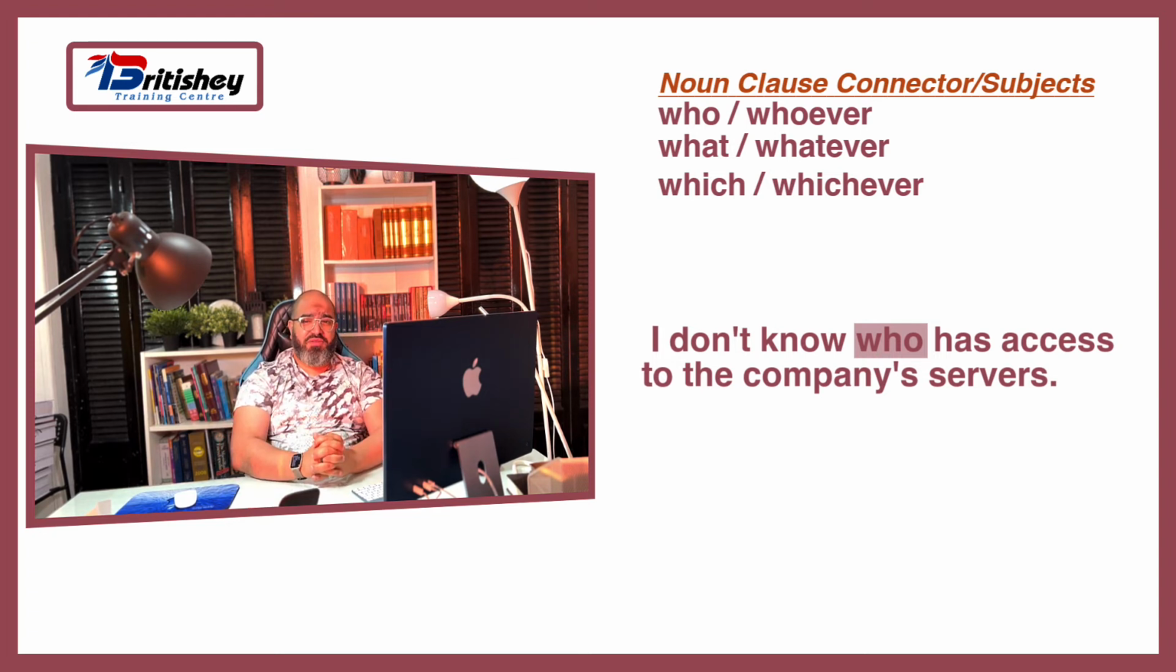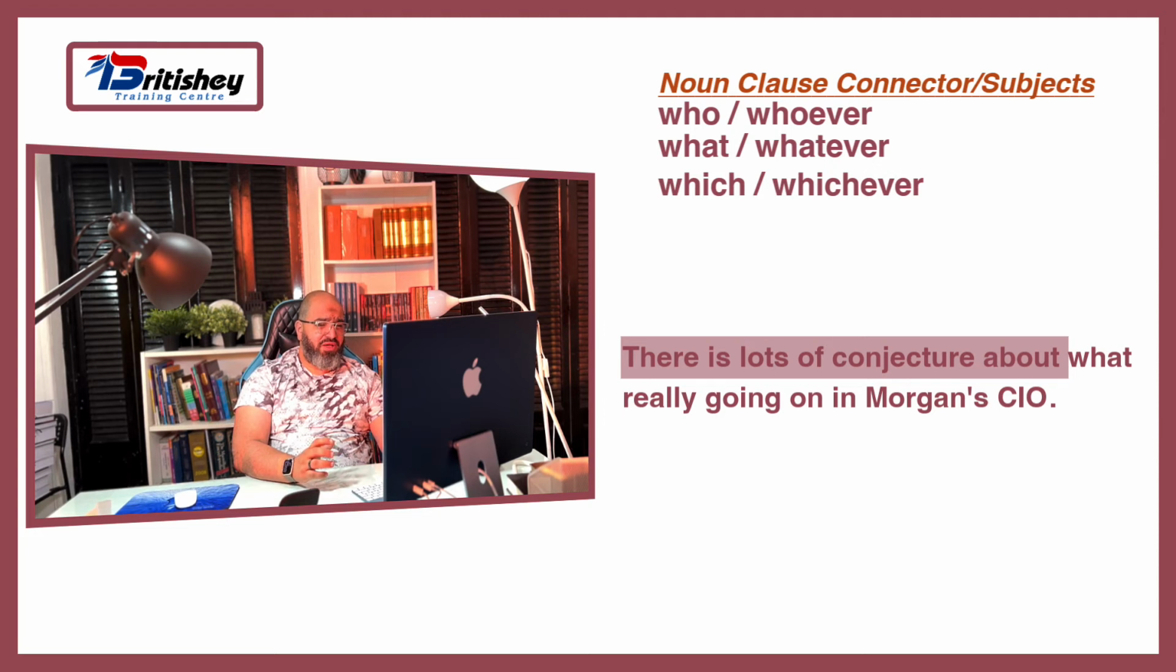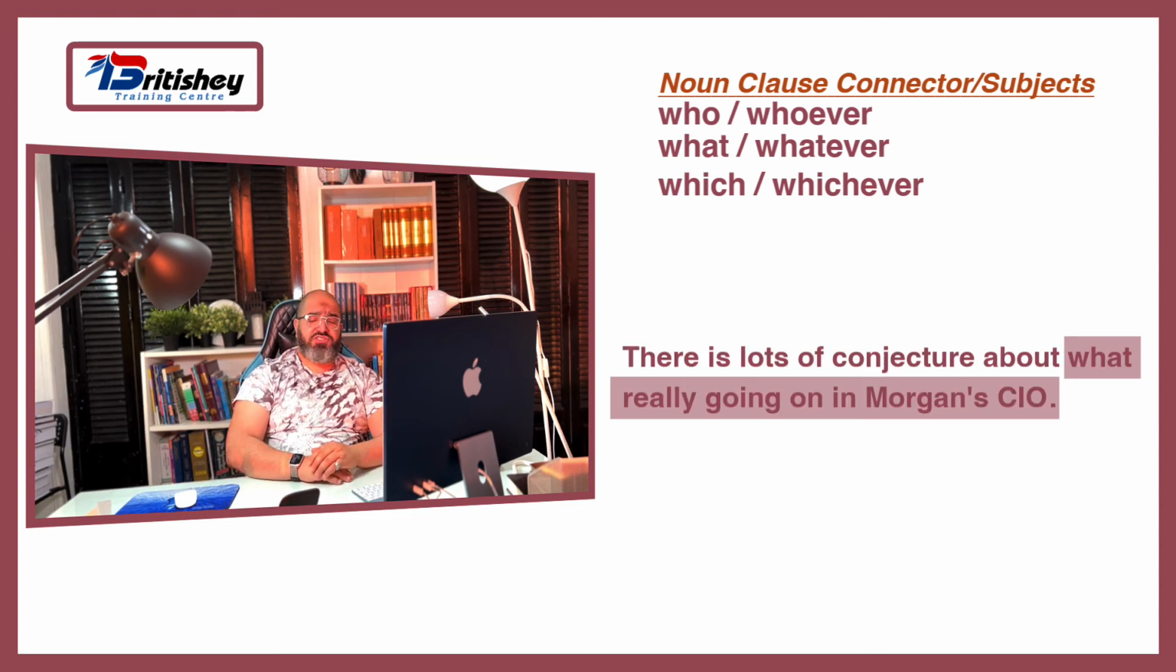Now let's move to the third sentence. There's lots of conjecture about what really going on in Morgan's CIO. One more time. There's lots of conjecture about what really going on in Morgan's CIO. Now, there's lots of conjecture about, well, I mean, that's correct. Now let's think of what's after the preposition, about. Oh, and we've got what? Oh, so it seems that we've got a noun clause as an object of a preposition.